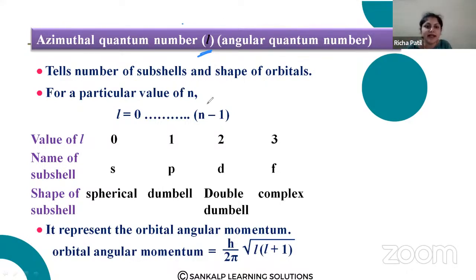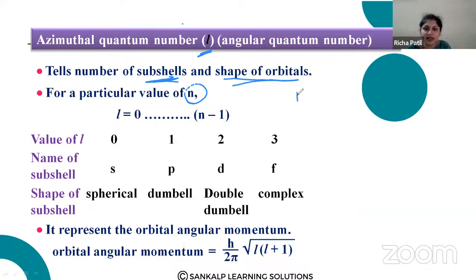So it tells you about the number of subshells. The principal quantum number tells you about the main shell. This, the azimuthal quantum number, tells you about the subshells and the shape of the orbitals. For a given value of n, L will be equal to 0 up to n minus 1.